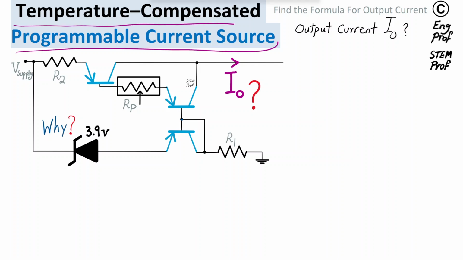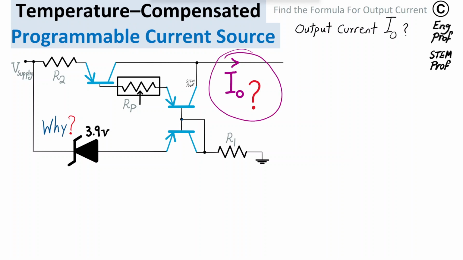Temperature-compensated programmable current sources are discussed in this circuit design video. The output current Iout is relatively independent of temperature. So the first question is how? How does the circuit work? How can we achieve temperature compensation in the circuit?